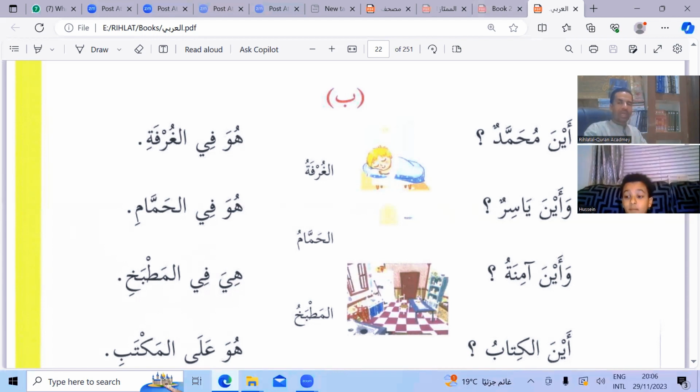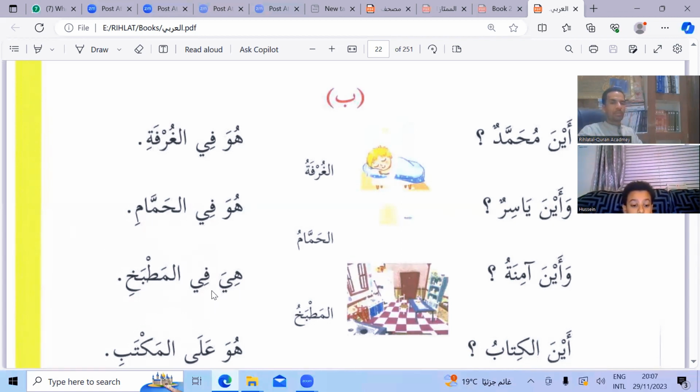Excellent. So what does aina mean? It means where. Aina, what does it mean? Speak up. Where. So Aina Muhammad, what does it mean? Where is Muhammad. And Aina Amina, what does it mean? Where is Amina? Fascinating. When you say Aina Muhammad, huwa fil ghurfati, what does it mean? He is in the room. And Aina Aminatun, the answer is?